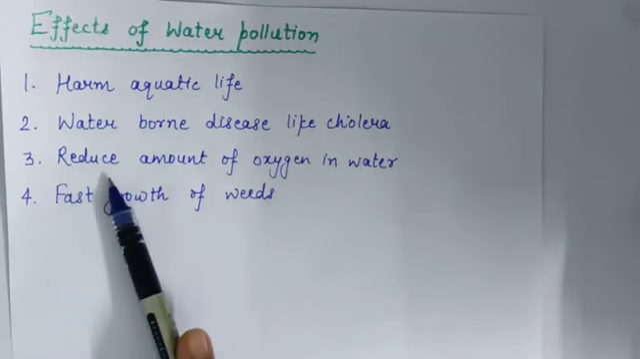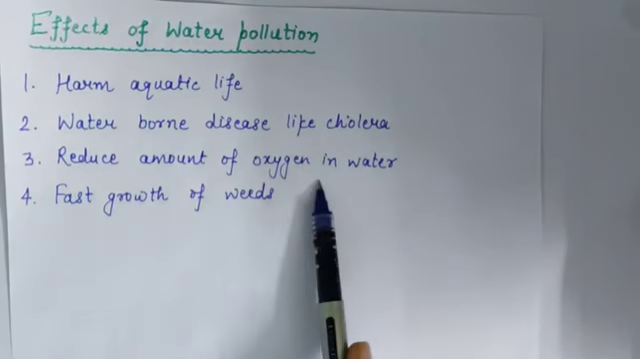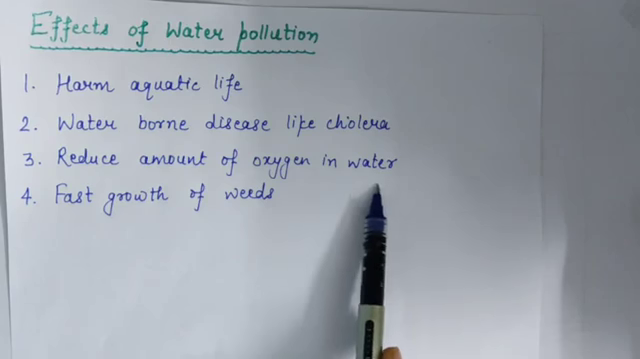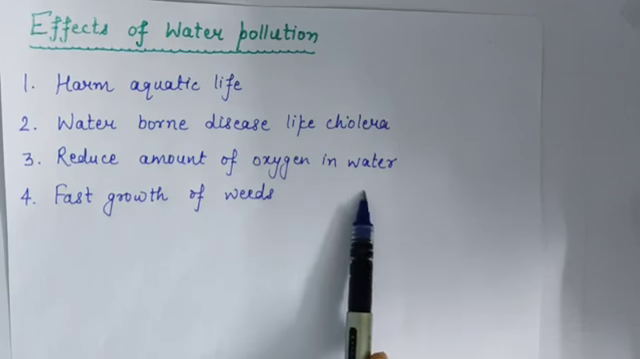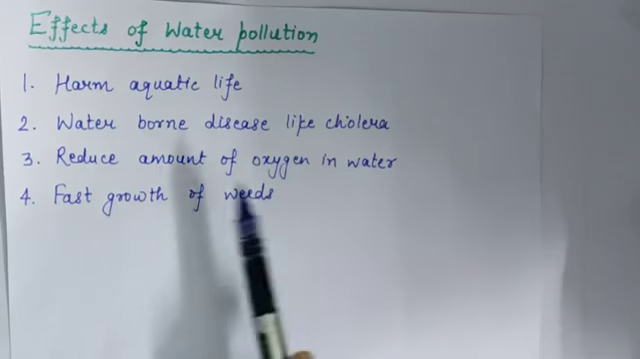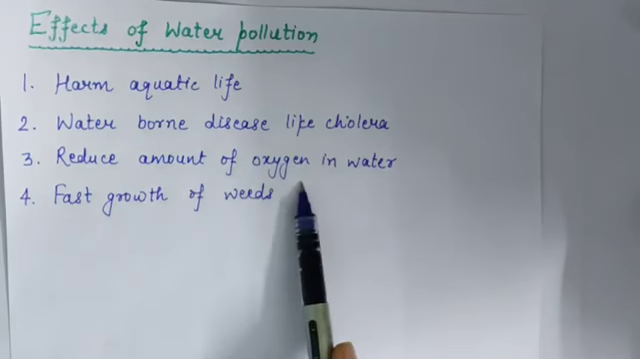Third is, it reduces amount of oxygen in water. Means waste water that is discharged from thermal power plants is very hot, and it reduces the amount of oxygen dissolved in water bodies, and this affects the aquatic life.